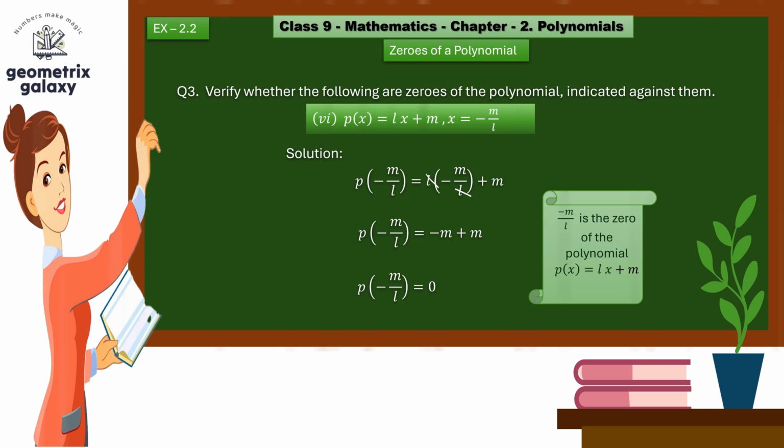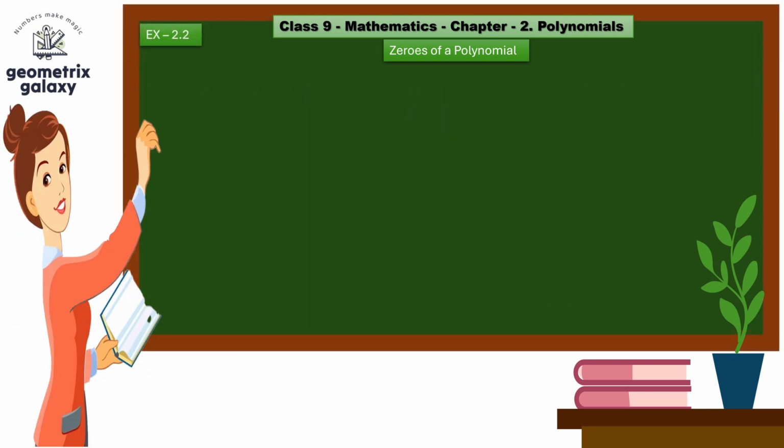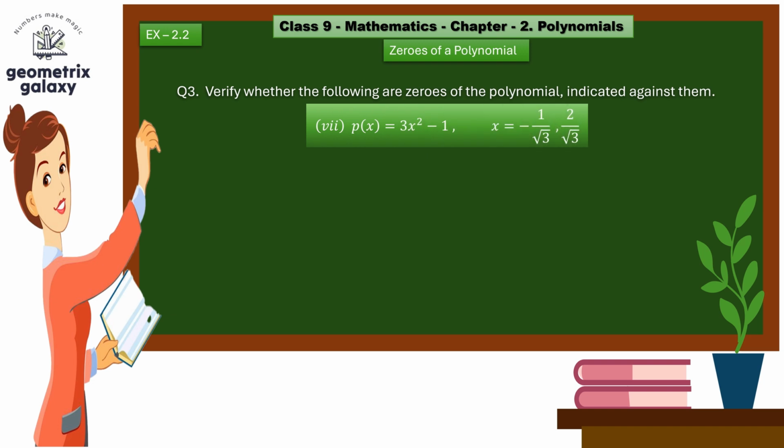Seventh subdivision is p of x is equal to 3x square minus 1, where x is equal to minus 1 by root 3 and 2 by root 3. Here we have two values for x. So let us check one by one whether it is a zero of the polynomial or not.